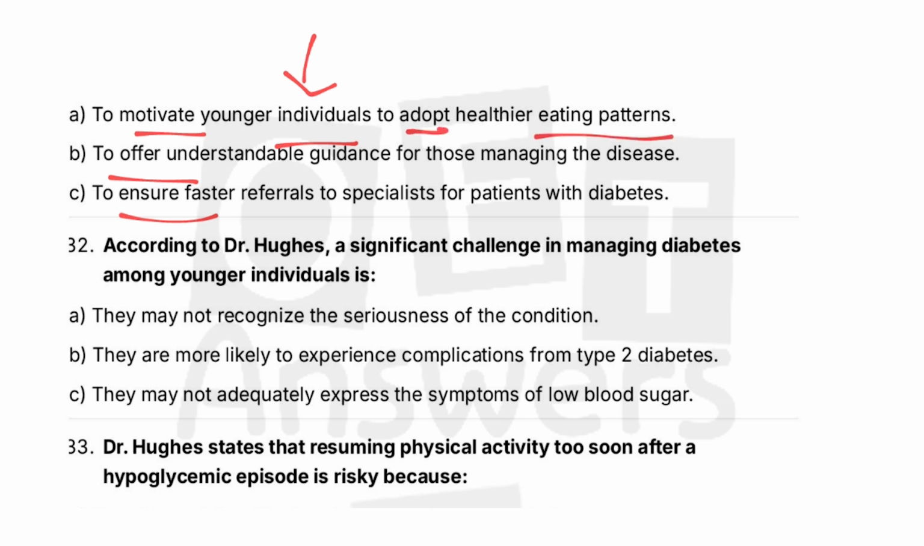Then, second, you have to differentiate A from B, B from C, and A from C. Now the B option: to offer understandable guidance for managing the disease. Can you say motivate and offer are the same? No, it is completely different. This is about managing diabetes and guidance. Underline these three. Then the third option: to ensure faster referral to a specialist. This is not about diet or guidance. This is only about referral to a specialist for patients with diabetes. Got it? So you are differentiating the three of them.